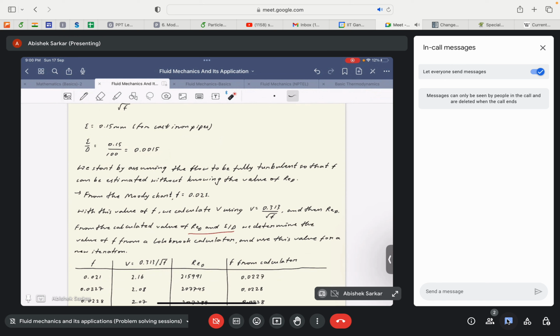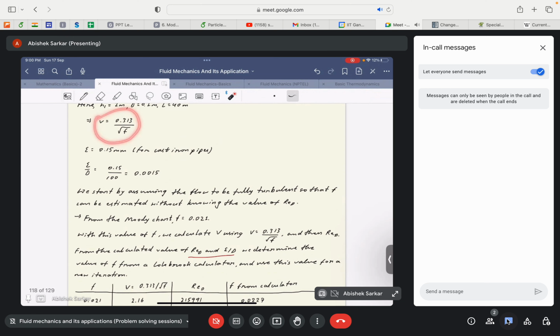So from this value we can calculate the value of V using this equation. From that we will get a value of Reynolds number, because since V is known and diameter is known, we can get the value of Reynolds number. The surface roughness would remain unchanged, right? So once we know this guessed Reynolds number and the relative surface roughness, now we can determine the value of F from the Colebrook calculator.